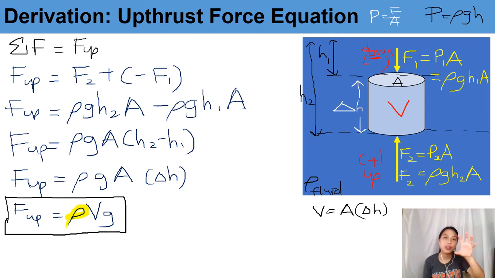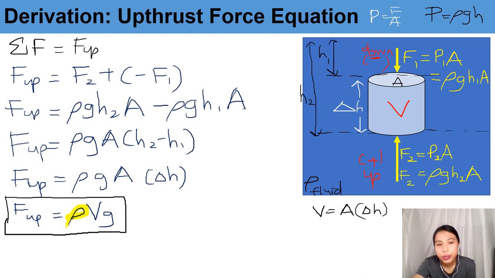So if your object goes deeper, the upthrust force is still the same? Yes, because we only want the pressure difference. I don't care what the pressure on top is, what the pressure below is. As long as the difference is the same, your upthrust force is the same. So with that, you can think of some of the variables that might affect your upthrust force. And remember, it's a net force, that's why we add up all the forces.